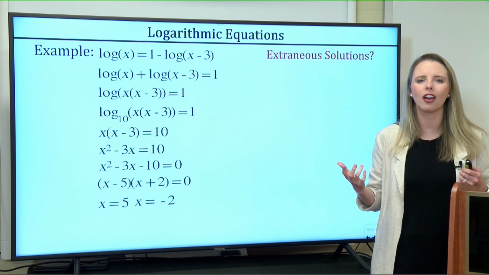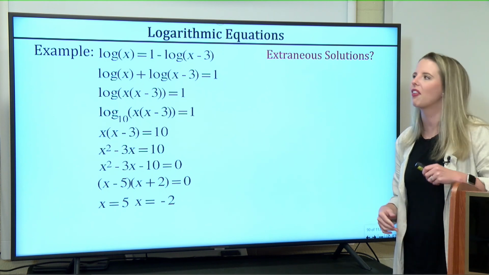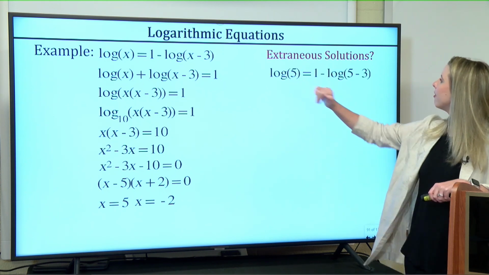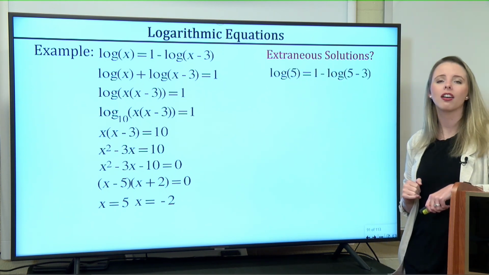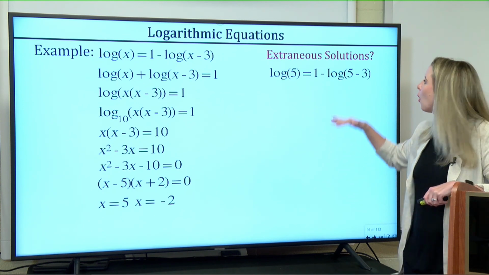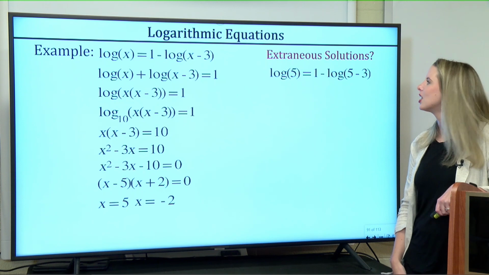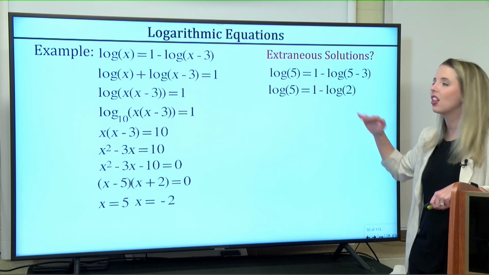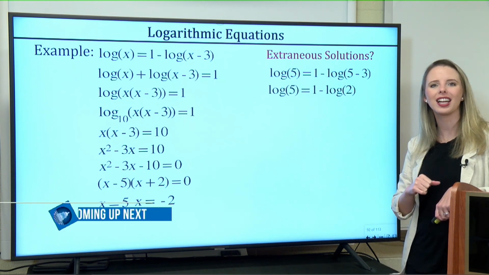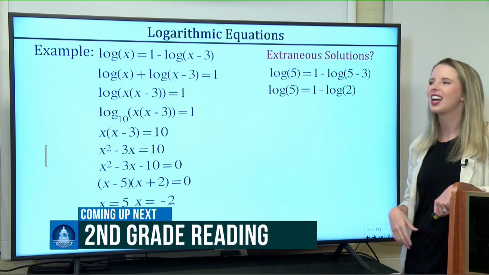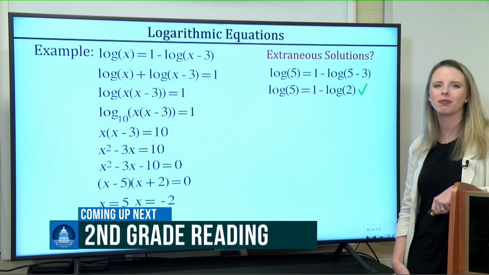We can't take the log of a 0 or a negative. So let's start with 5. Log of 5 equals 1 minus log of (5 minus 3). We have some parentheses that we need to simplify. 5 minus 3 reduces to 2. I have log of 5 and log of 2. Do I see any zeros or any negatives? No. So 5 is a solution.